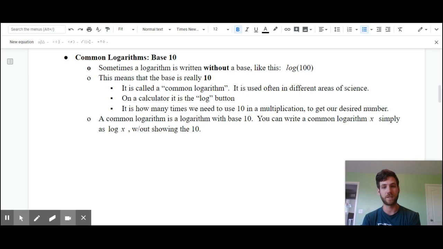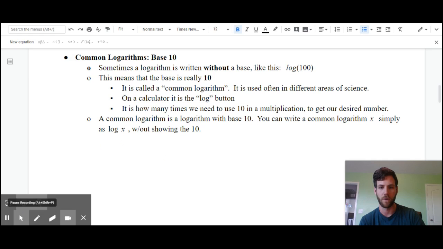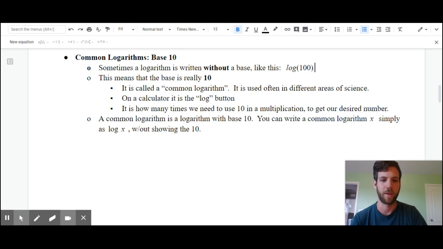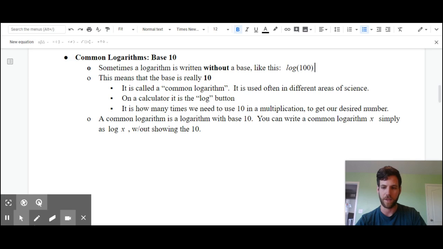That is something that's going to be important when we're evaluating certain things or when you might be using logarithms for certain uses. We're going to talk about those uses in our next part of the video, so we'll come back to that a little bit. But right now, let's talk about how you might evaluate common logarithms.